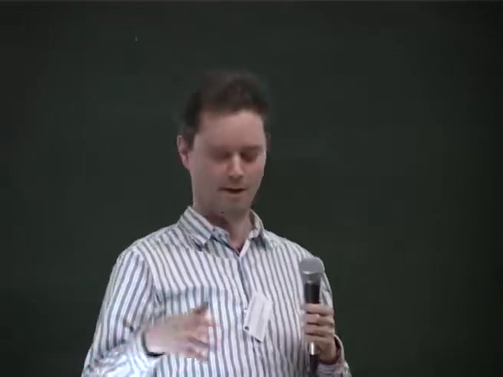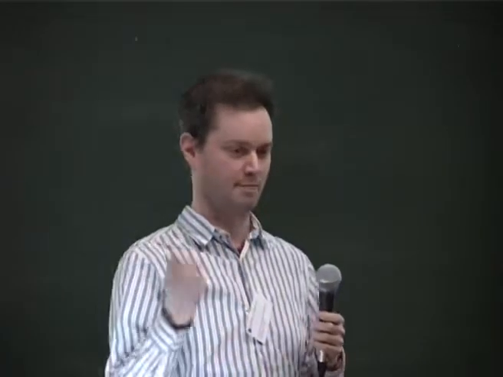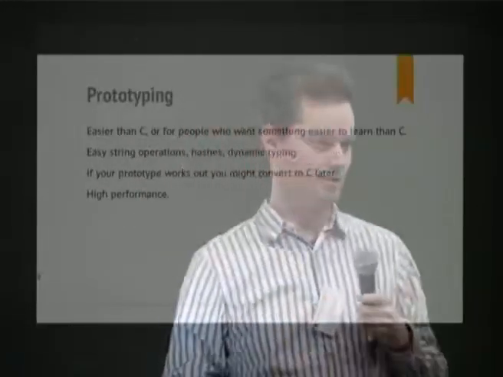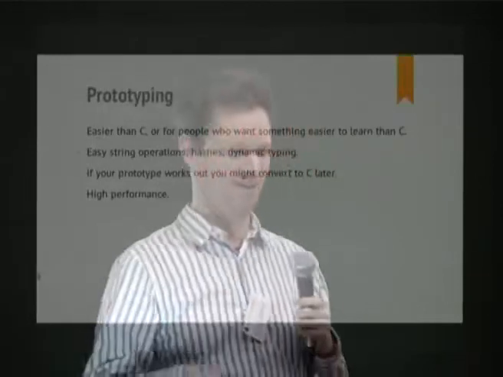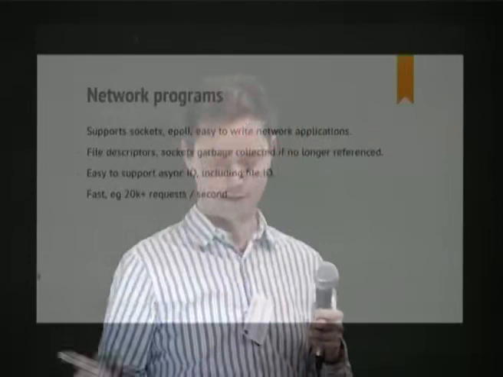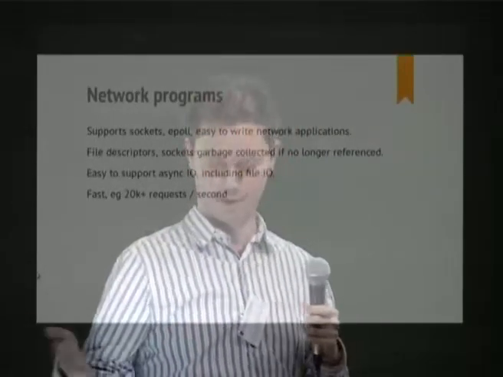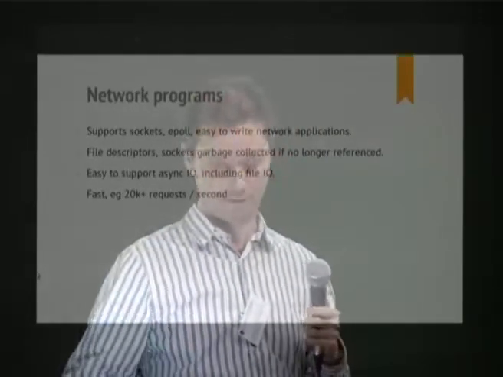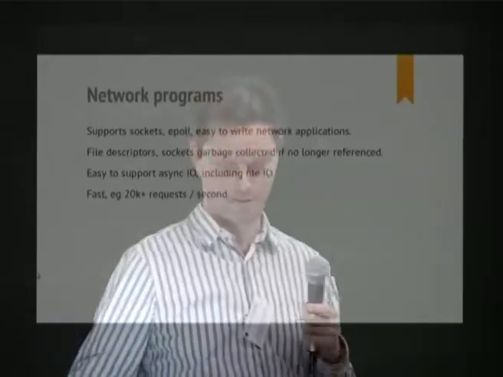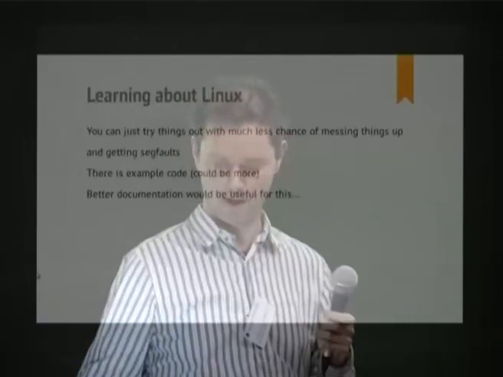Prototyping networking code, I find it's quite quick. You've got a high-level language with string operations, which is, if you just want to knock together a quick interface, it's fast. And you can always convert it to C later. It reads fairly much like the C, but you can just knock something together quite quickly. General network programs, you can do asynchronous stuff, sockets, and it's fast. You can do 20,000 requests a second on a kind of dummy thing, because it's basically C type speed.